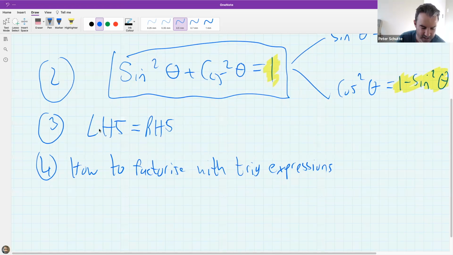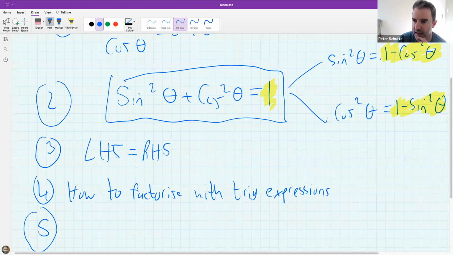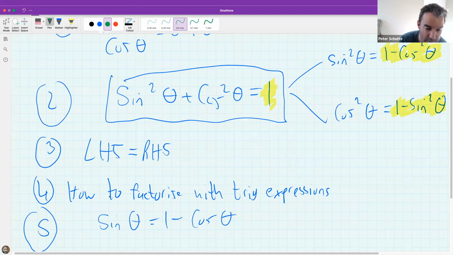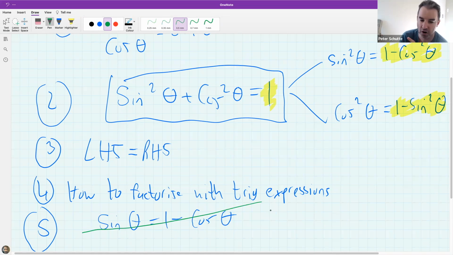Hi, sir. I was going to ask something, sir. It's fine. Go ahead and ask. Since sine squared theta is equal to 1 minus cos squared theta, right? Can't 1 minus cos theta equal to sine theta? No, but it's a great question. So you're saying, can sine of theta equal 1 minus cos theta? And the answer is, and this is important because it's a common mistake, no, it can't.